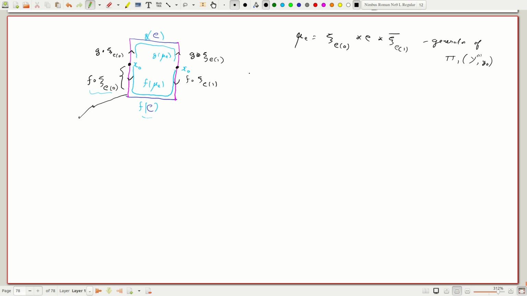Okay, so we know f star equals g star. So this is our hypothesis. Hence f of mu e, or more accurately f composed with mu e. I could write this as f hash of mu e or something, g hash of mu. So this whole thing is homotopic to g composed with mu e.